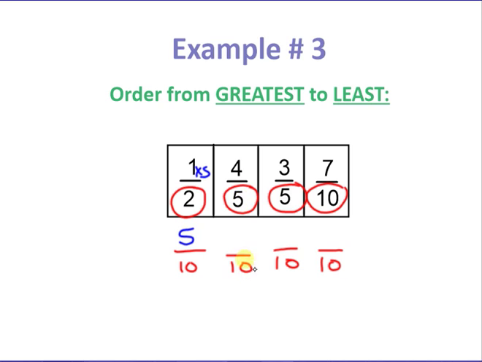How many times does 5 go into 10? 2 times. 4 times 2 is 8. How many times does 5 go into 10? 2. So 3 times 2 is 6. How many times does 10 go into 10? 1. So 7 times 1 is 7. Now let's go ahead and order them. So 5 is first, 6 is second, 7 is third, and 8 is fourth.